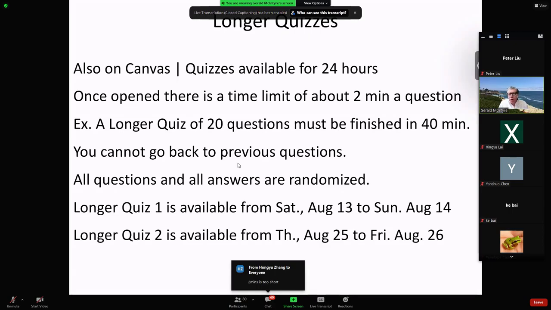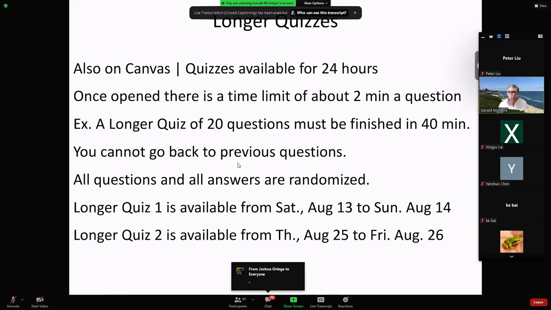So, what about longer quizzes? Longer quizzes are also on Canvas. They're also available for 24 hours. Once open, there is also a time limit of 2 minutes a question, but the longer quizzes have more questions. So for instance, a 20-question longer quiz must be finished in about 40 minutes. Each of these longer quizzes will have the stated amount of time in the instructions. Again, just like Canvas quizzes, all questions and all answers on longer quizzes are randomized.